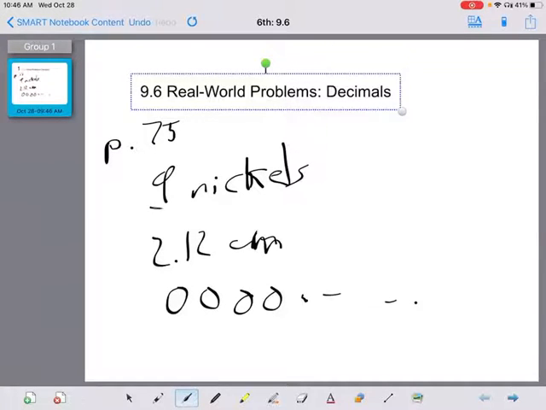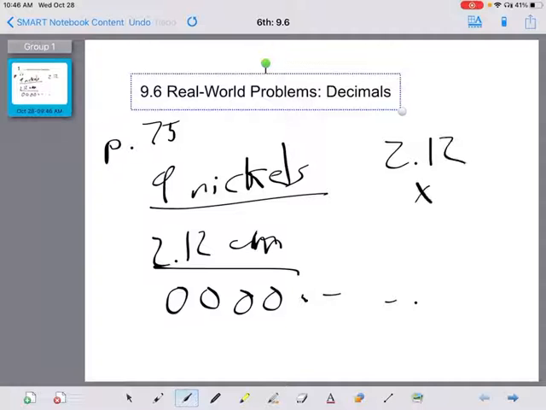So if you've got 9 of them and each of them is 2.12, then what are you going to have to do? Add, subtract, multiply, divide. Yes, you have to multiply. To get the total length, you have to do 2.12 times 9. Remember, what do we have to remember when we're doing decimals? That's right, you have to add two decimal spots back onto your final answer.